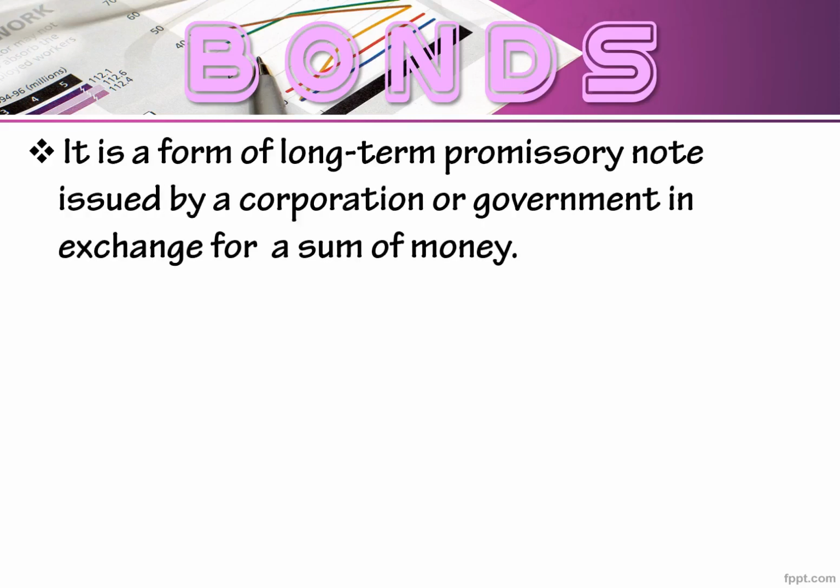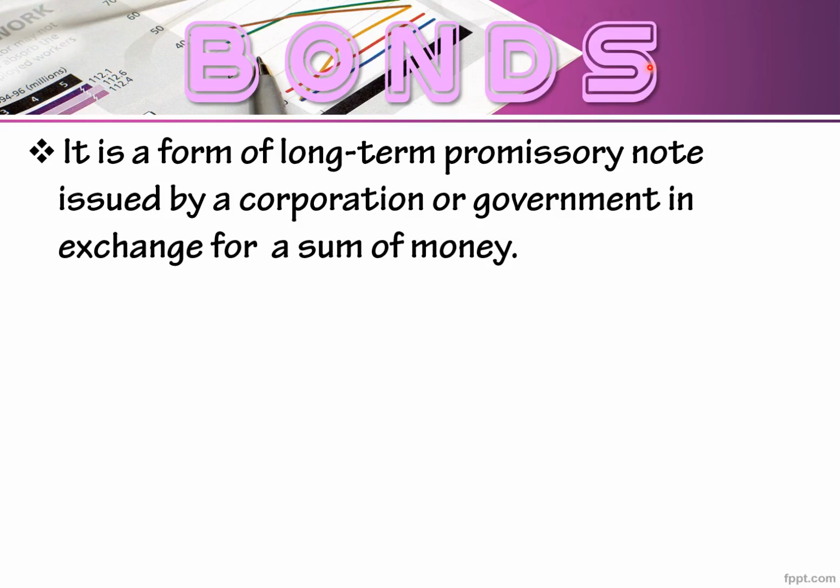It is a form of long-term promissory note issued by a corporation or government in exchange for a sum of money. So a bond is a loan. These are debts owed to investors. It is an official promissory document issued by a debtor stating the acknowledgement of the amount of debt and the pledge to pay back the loaned amount.